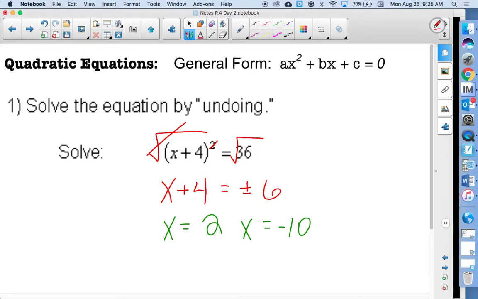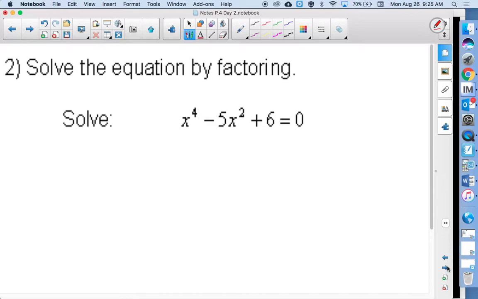So number 2 is still a quadratic, but it says to solve it by factoring. Actually, it's not a quadratic, but it's a trinomial. We have x to the 4th, so it's called a quartic. X to the 4th minus 5x squared plus 6. I'm going to try and factor it. You can just use regular old AC because there's a 1 in front there.